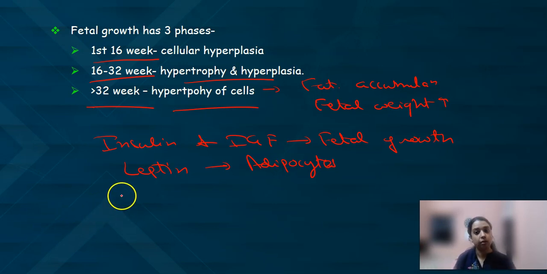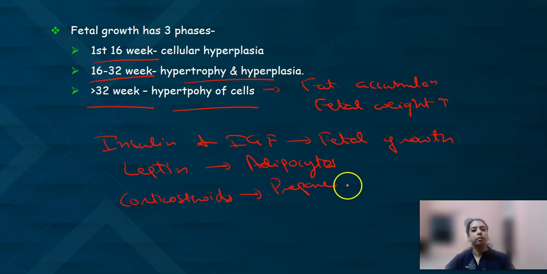Next hormones always mentioned in fetal growth are the corticosteroids. Corticosteroids are not only for growth, they prepare your fetus for coming into the outer world, for outer survival. They grow and specialize the fetus for outer survival. So they also play a very important role. In fact, if the corticosteroid is in excess, it can impair fetal growth also.